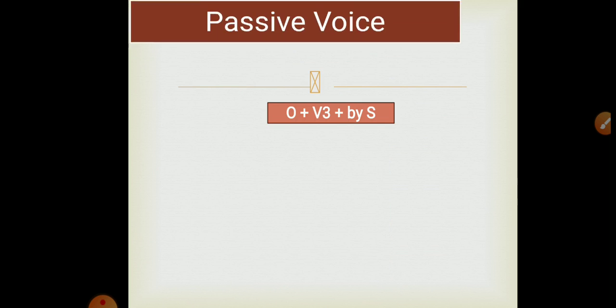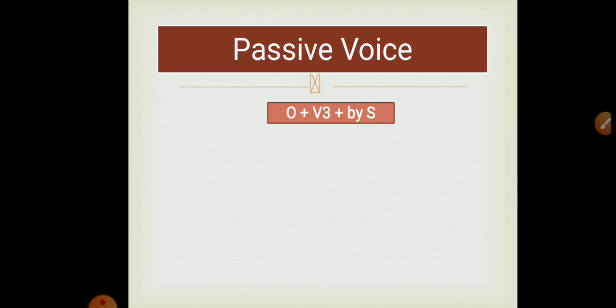Now let's see what it means by passive voice and what the formation of a sentence is in the passive voice. Here the basic formula: object plus V3, meaning the third verb, or we can say the past participle of the verb. Then we have to add the preposition by, and last is the subject.